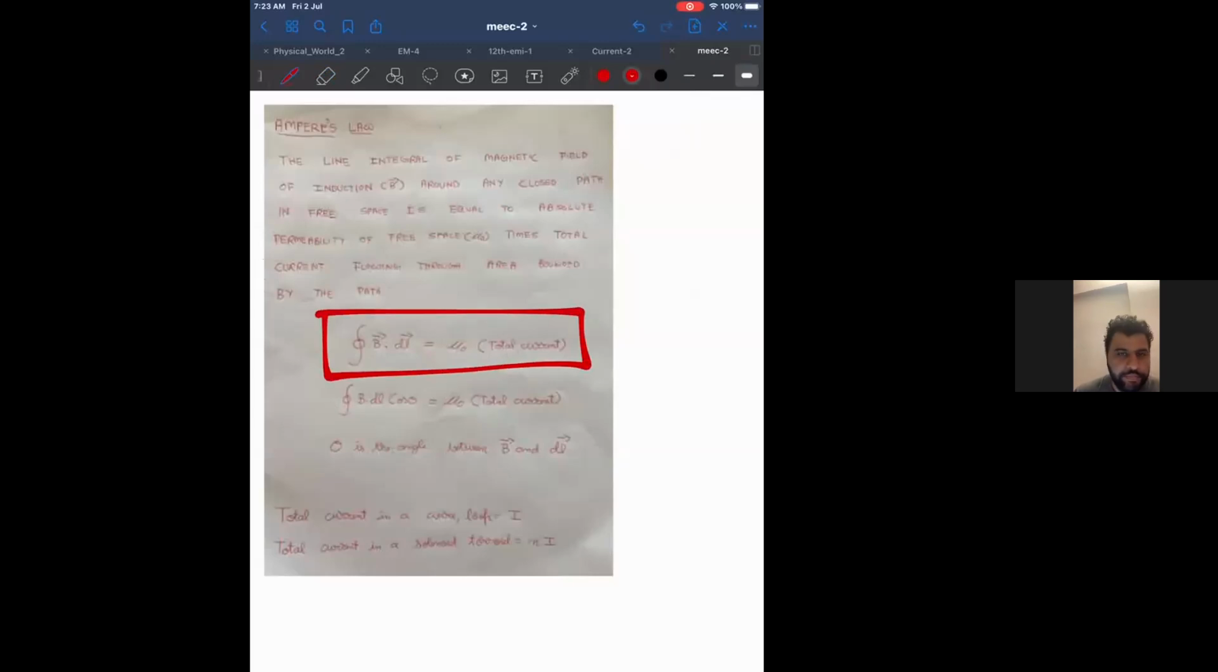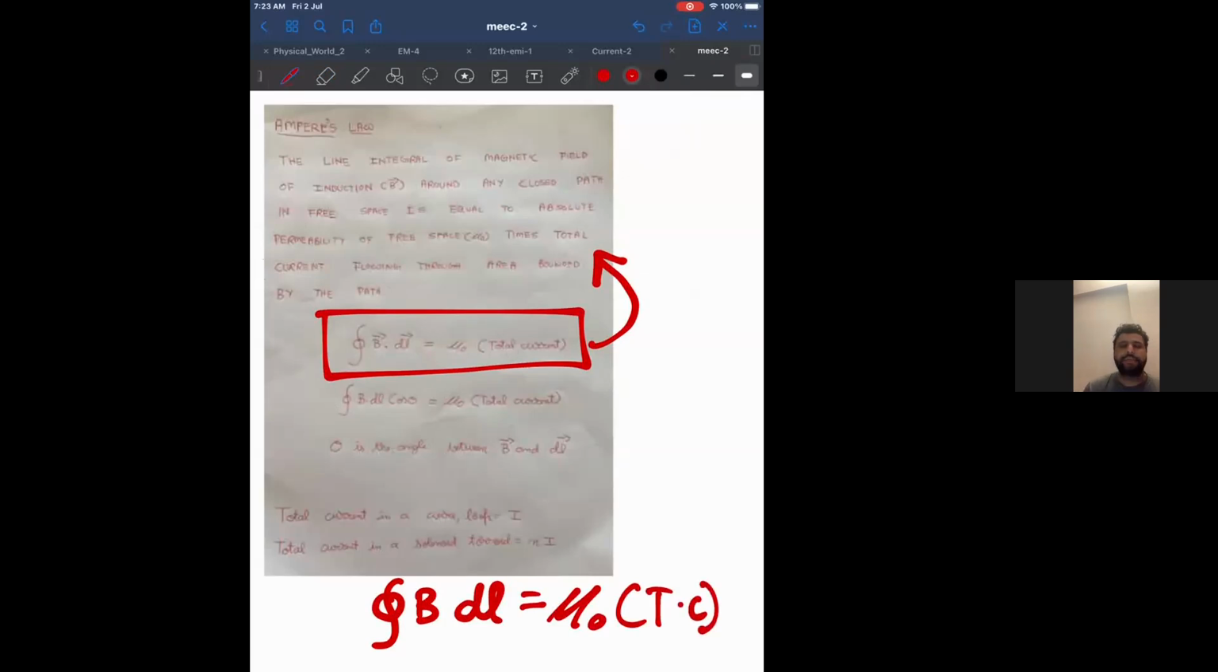This is the formula. Now this formula in words is written over here. So listen to this. The line integral, which means integration with respect to length, of magnetic field of induction around any closed surface in free space is equal to absolute permeability times total current flowing through that. This is the statement of Ampere's law. And I hope everyone knows what mu naught is from magnetism. What is mu naught? Absolute permeability of free space.